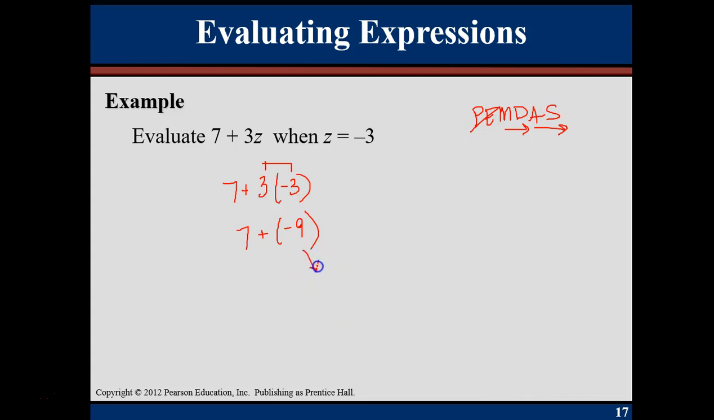Well, the absolute value of -9 is 9, and the absolute value of 7 is 7. The difference between these two is 2. 9 is the bigger absolute value, so it gets to give the sign. The answer is -2.